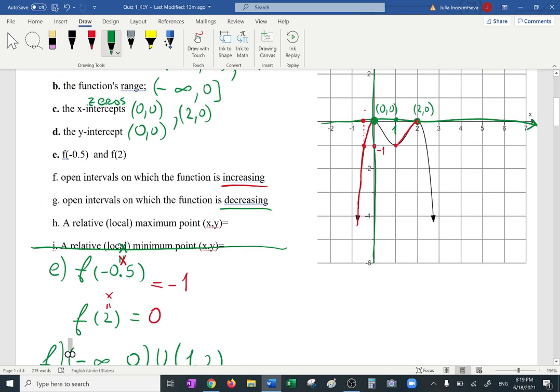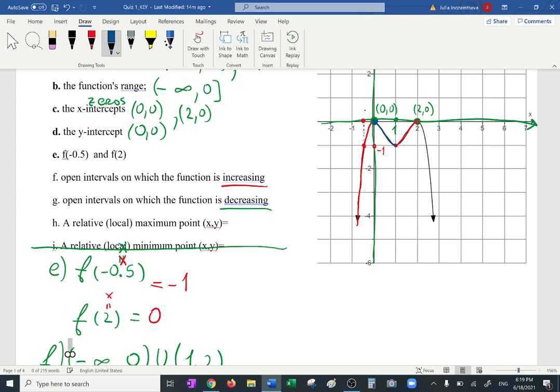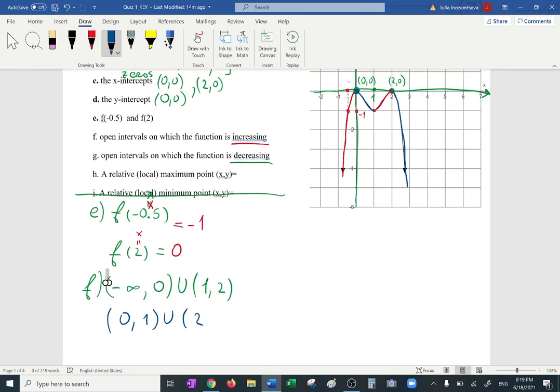Decreasing. This is where you put the pencil. Let's use some kind of blue color. Put a pencil on the graph and it's going down. That's where the graph of the function is decreasing. So it's happening from 0 to 1 and from 2 to plus infinity. That is G, decreasing. You see we covered all the domain: minus infinity to 0, 0 to 1, 1 to 2, 2 to plus infinity. So it feels like we did good.